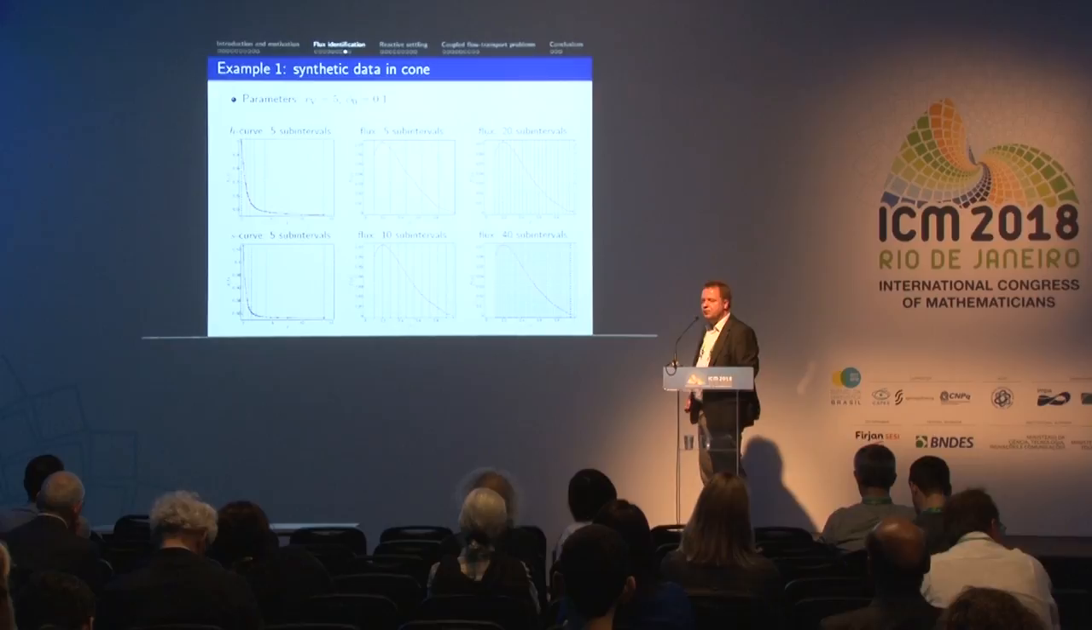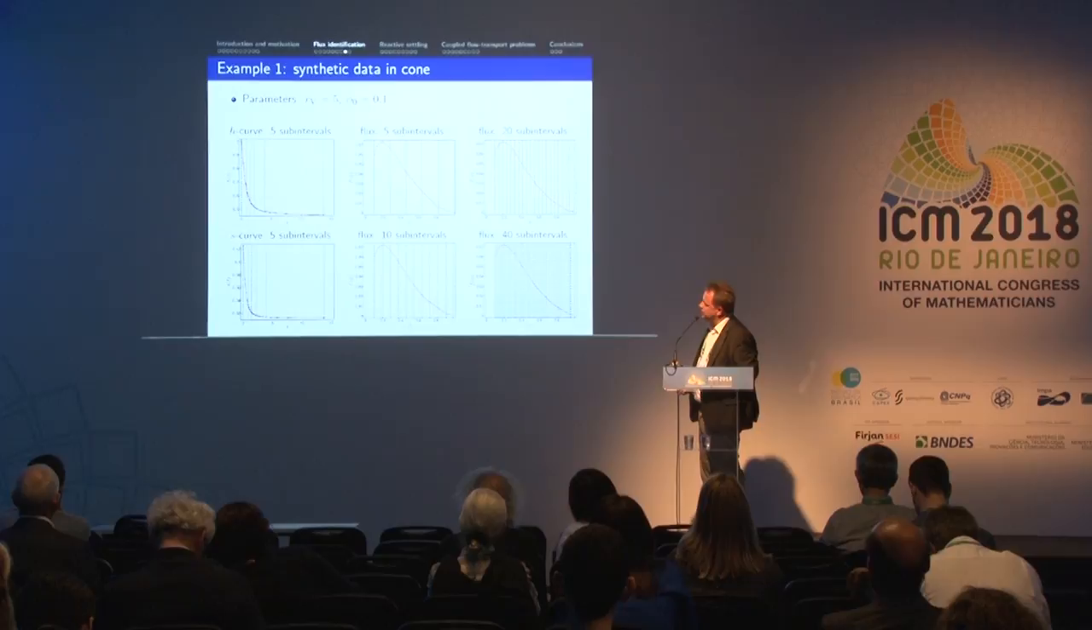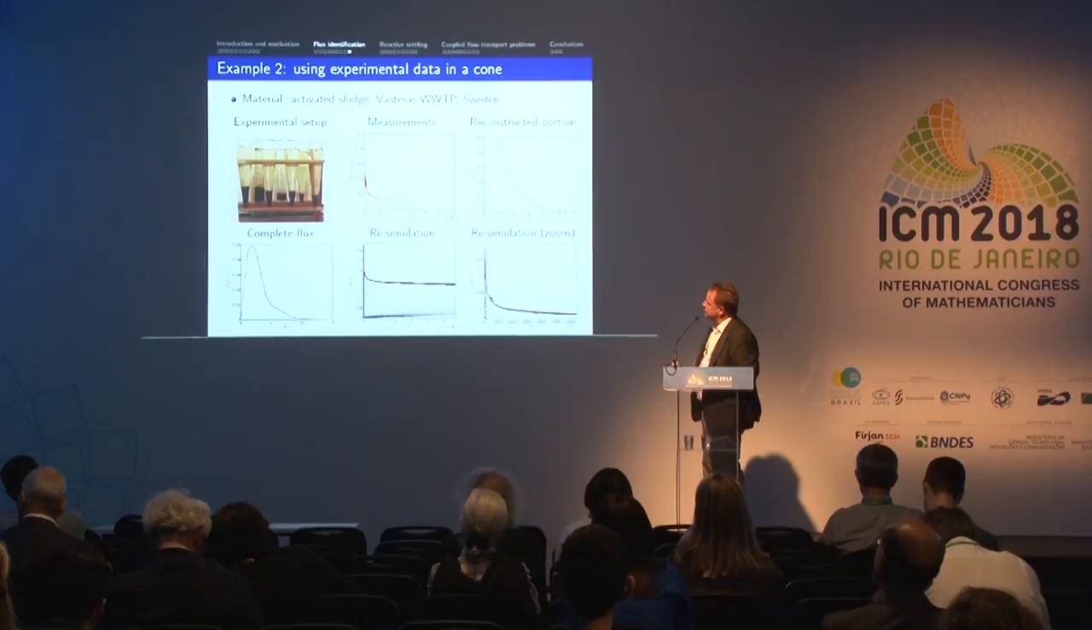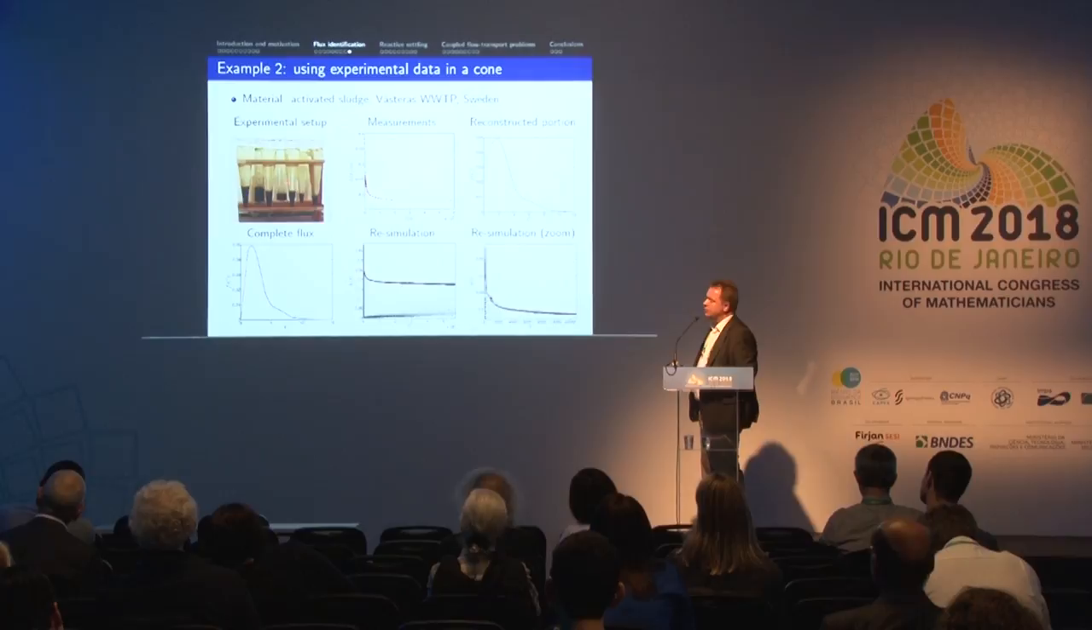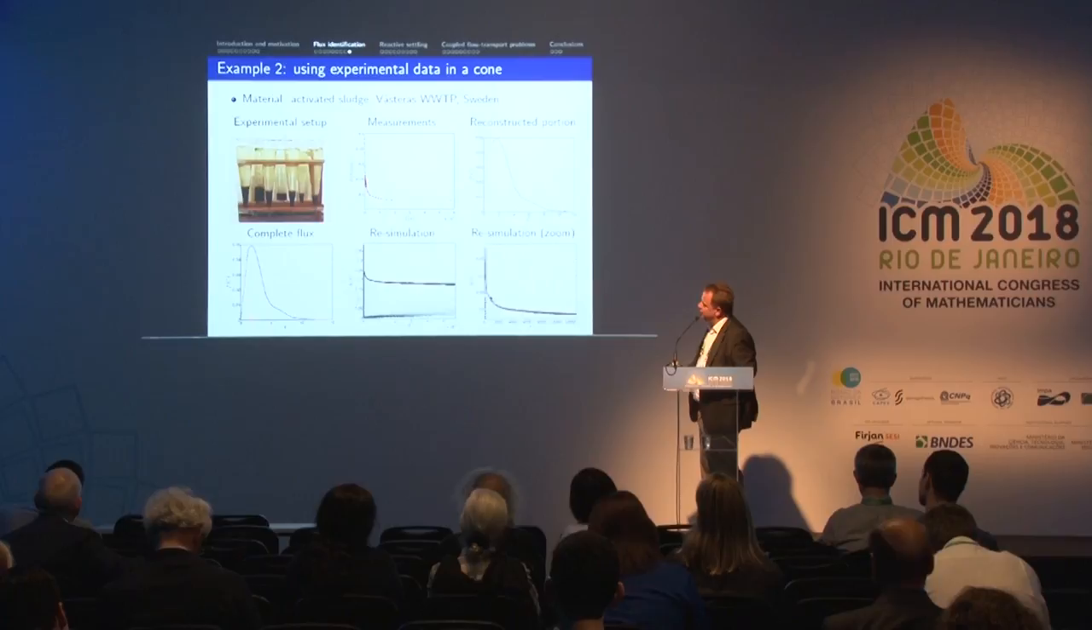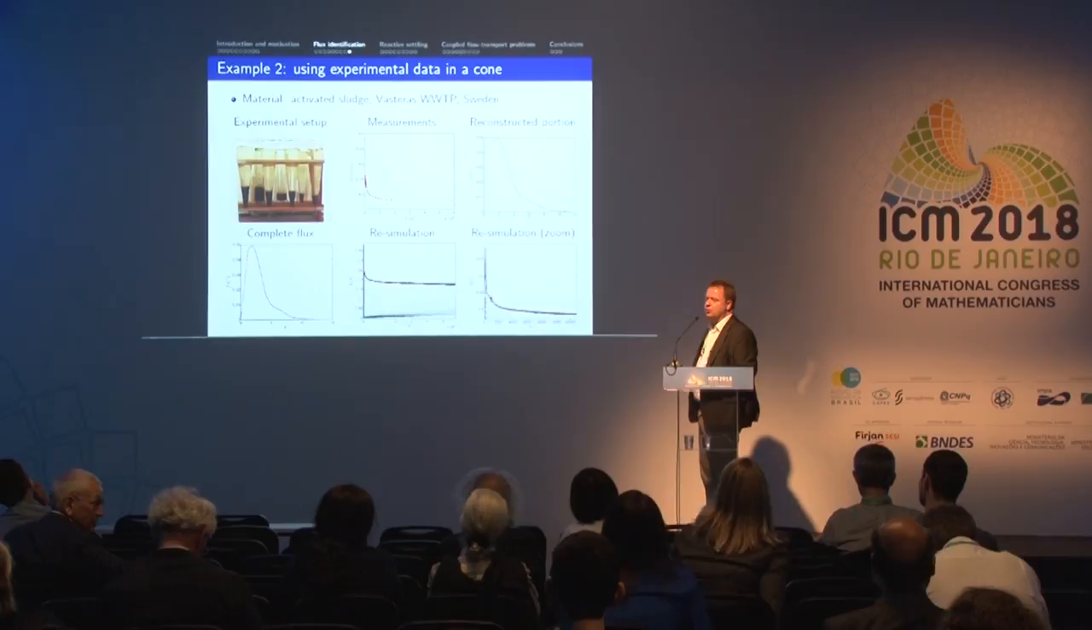And the same thing happens here if we use a certain transformed quantity S and once again apply the identification method for 10 or 40 subintervals. Now, this has been applied to real material, to sludge that was allowed to settle in a cone. We get here measurements of data that represent the curve. This is the reconstructed portion obtained by the new method, which can be completed for the tails to obtain the complete flux. Then we re-simulated the whole process and finally obtain a satisfactory agreement between the re-simulated experiment and the measurements.